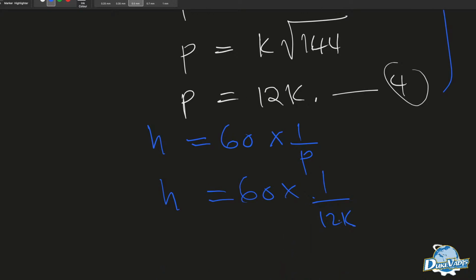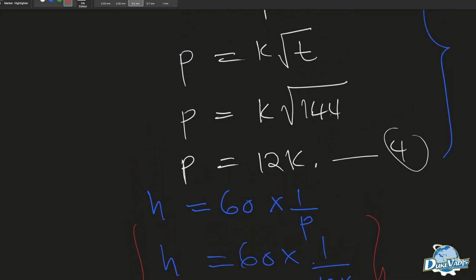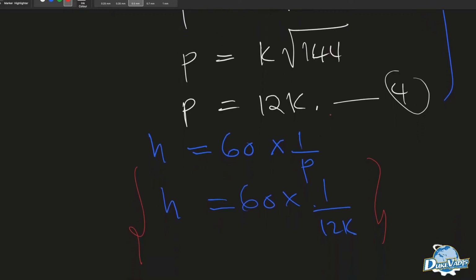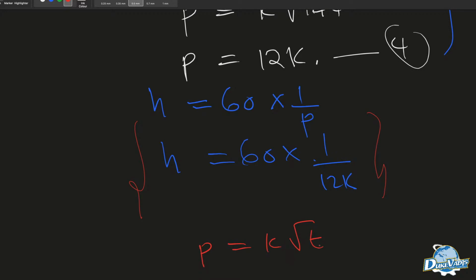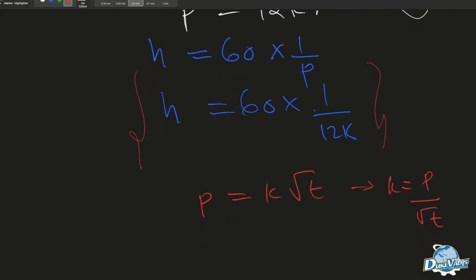We have to find the value of K to be able to substitute. So H is equal to 60 times 1 over that, so we have to find the K itself. Then we have P is equal to K square root of T. Making K the subject, we can say K is equal to P over root T.